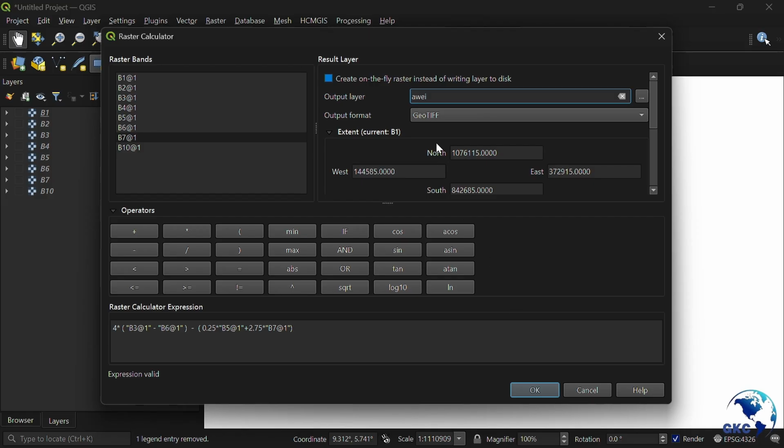And this is AWEI, automatic water extraction index.